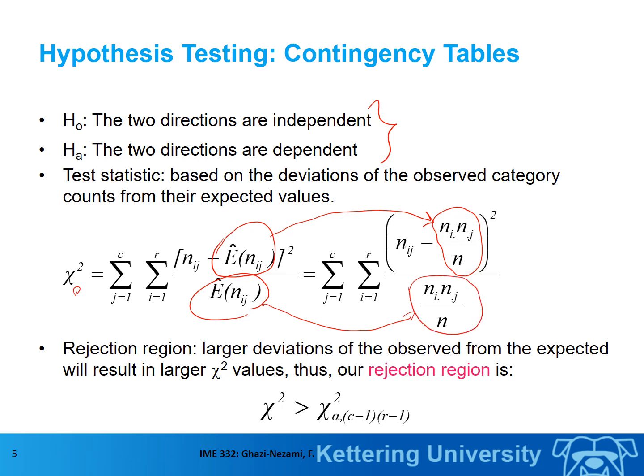Once you have the value of your test statistic, you need to compare it with a critical threshold. What is the critical threshold? It is chi-square of alpha with a degree of freedom of number of rows minus 1 times number of columns minus 1. So, if the value of your test statistic is greater than this threshold, you will reject your H null. When I reject H null, it means I am rejecting the independency. And as a result, I conclude the dependency of two directions.